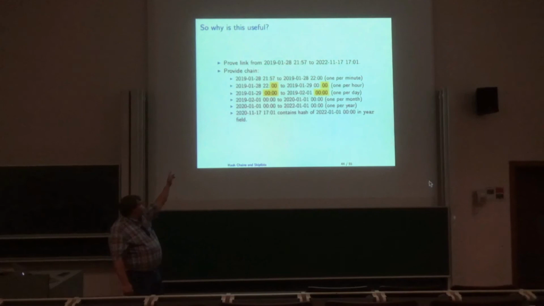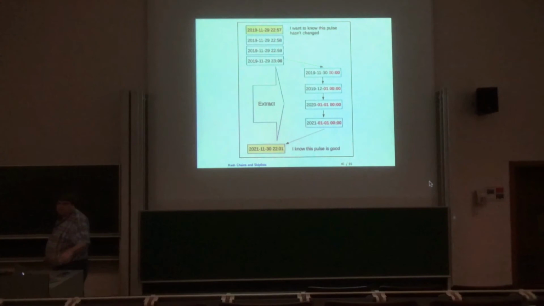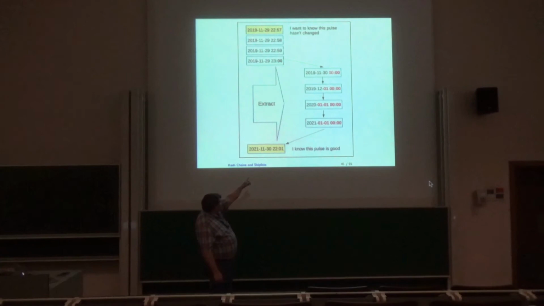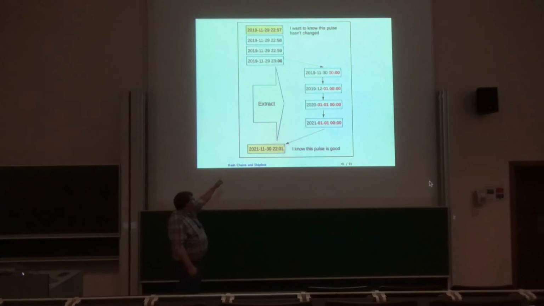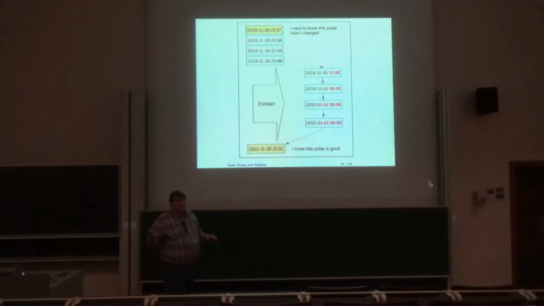The first thing we're going to do, let me work this example because it'll be easier to see. We're starting with 2021, 11/30. I know this pulse is good. I want to prove that this pulse that is several years back is good, and there's a huge number of pulses in between. So what we're going to do is go from here back to the first pulse that year, that's January 1st. That pulse will contain the first pulse of the previous year, and so on.